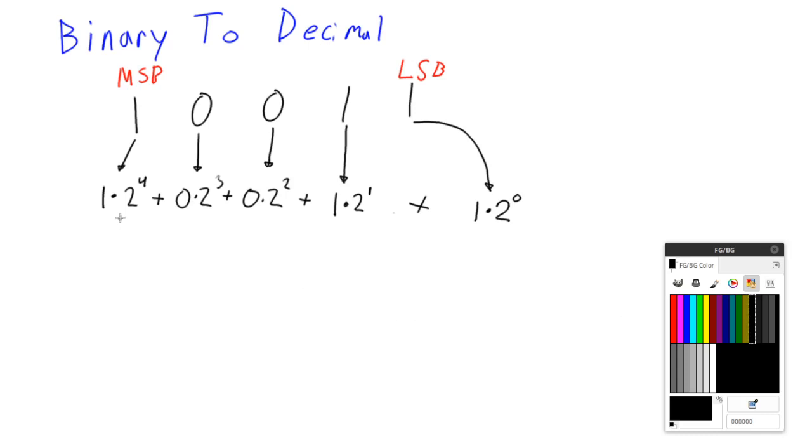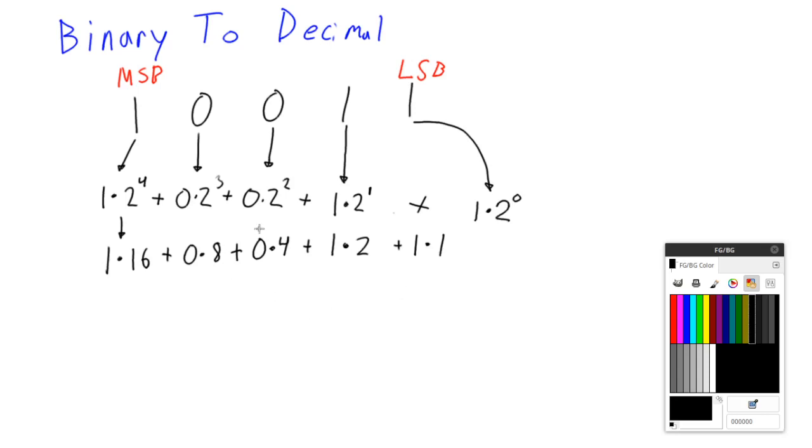So this is 1 times 16, and then 2 to the power 3. So this is 0 times 8. This is 0 times 4. This is 1 times 2. And last but, well, I was going to say last but not least, but actually it is the least, because it's the least significant bit. But so last we have 1 times 1.